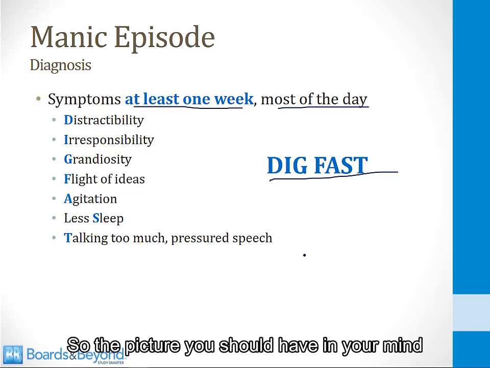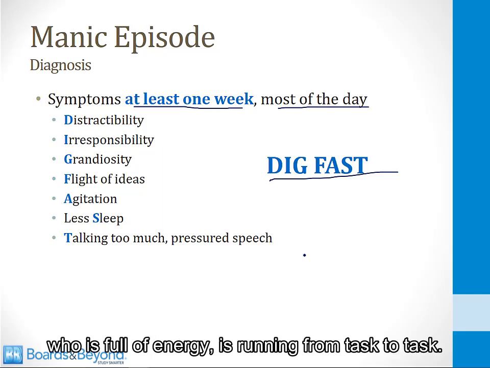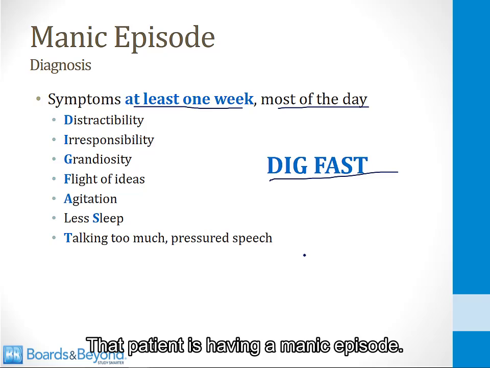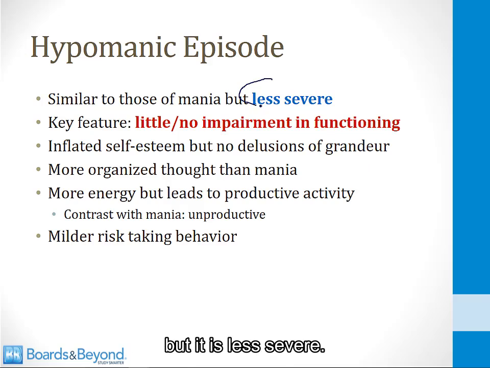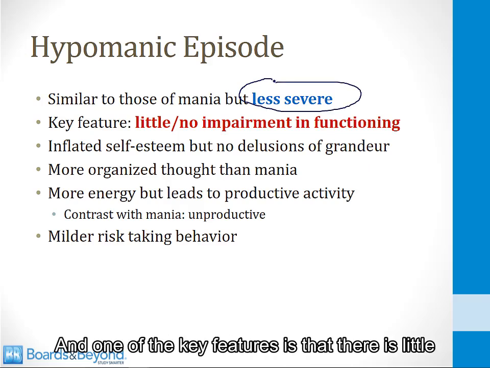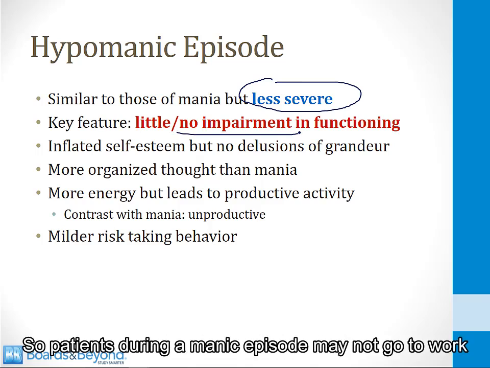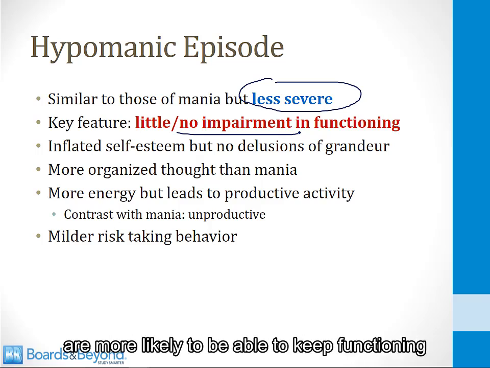So the picture you should have in your mind of a manic episode is a patient who suddenly doesn't want to sleep, is full of energy, is running from task to task, talking wildly, often engaging in disinhibited or irresponsible behavior. That patient is having a manic episode. A hypomanic episode is similar to a manic episode, but it is less severe. And one of the key features is that there is little to no impairment in functioning. So patients during a manic episode may not go to work because they are manic and they are running around from place to place, spending money, doing wild things. Patients with a hypomanic episode are more likely to be able to keep functioning and go to work.